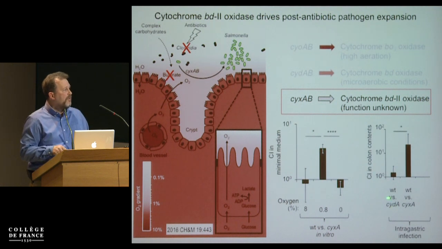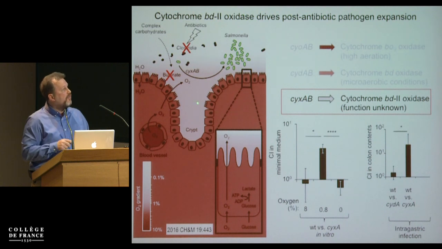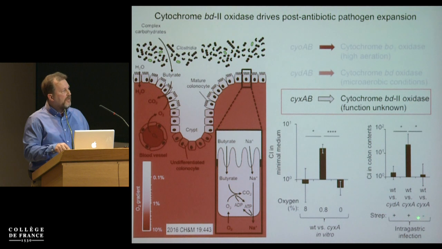And you see that BD, this enzyme up here, confers no benefit in the gut, but BD2 is the enzyme that Salmonella uses to respire oxygen in the gut. And you only see this after streptomycin treatment. So when you leave the streptomycin out of the assay, you no longer see a benefit.